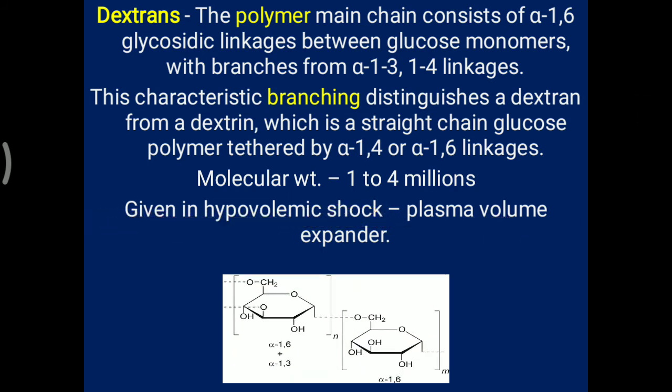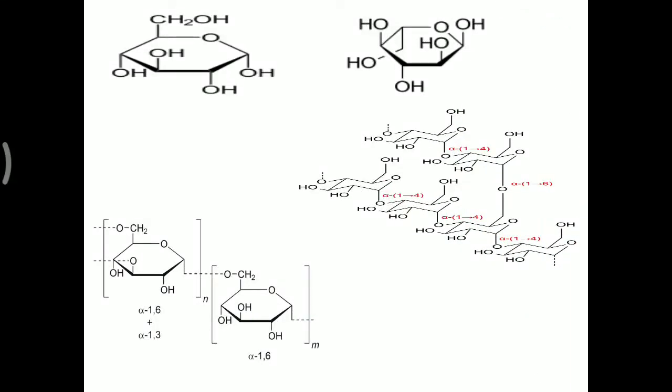Here is the structure of this particular dextran. Multiple units of alpha 1,6 linkage make a straight chain, while branching develops at the 1,3 linkage. So that is the main difference between dextrose, dextrin, and dextran.